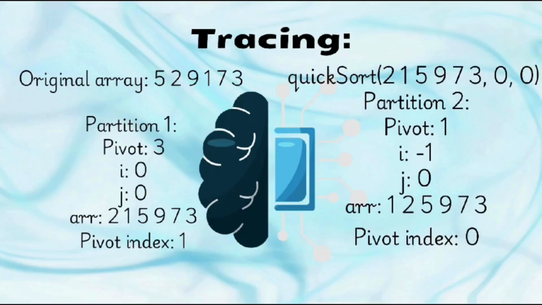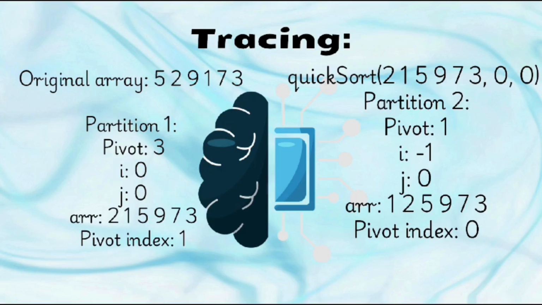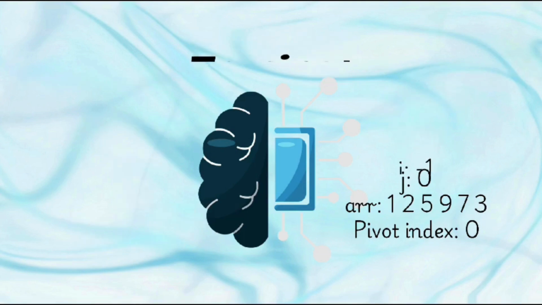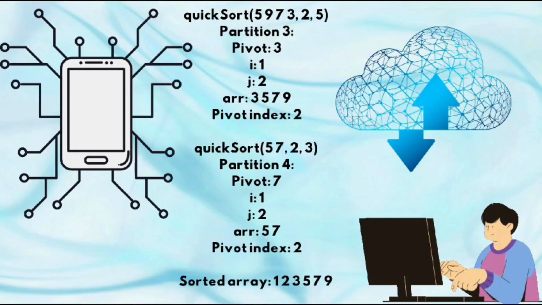Tracing. Original array: 5 2 9 1 7 3. Partition 1: pivot 3, i 0, j 0, array becomes 2 1 5 9 7 3. Pivot index 1. Quicksort 2 1 5 9 7 3, low 0, high 0. Partition 2: pivot 1, i -1, j 0, array becomes 1 2 5 9 7 3. Pivot index 0. Quicksort 5 9 7 3, low 2, high 5.